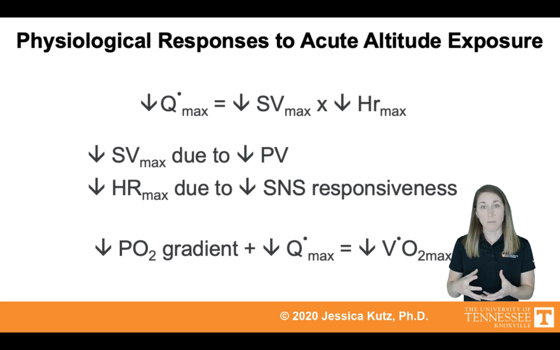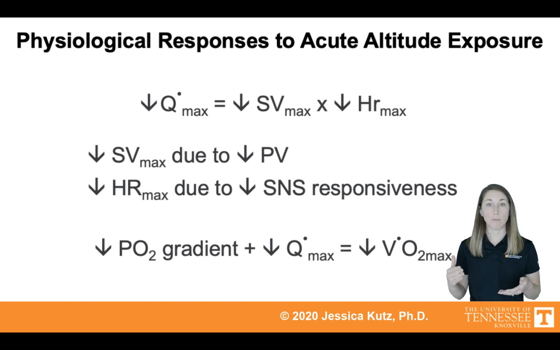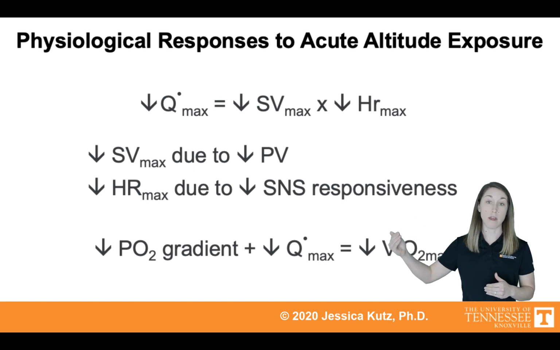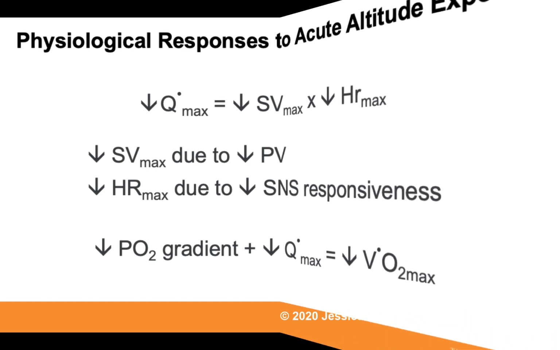So all of these things combined are going to contribute to decrease our VO2 max as we go up in altitude. And that decrease is going to be graded. So if you're in Denver, there's a very slight decrease, versus if you're on Everest, there's a very big decrease in your VO2 max.